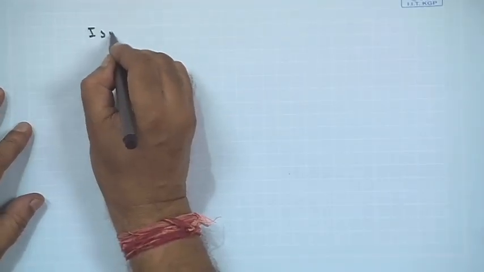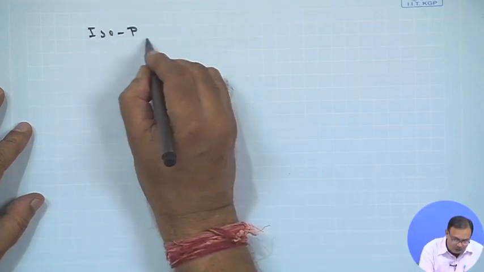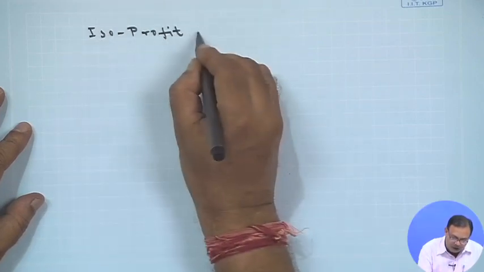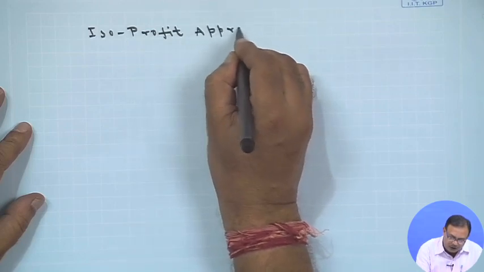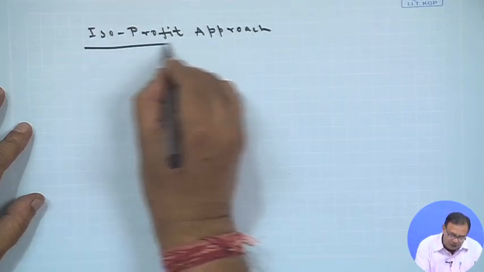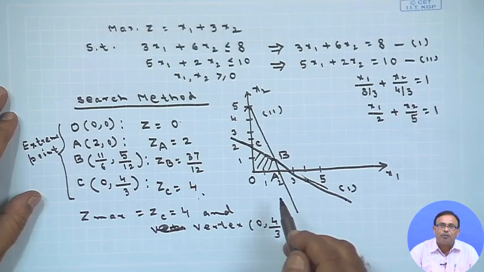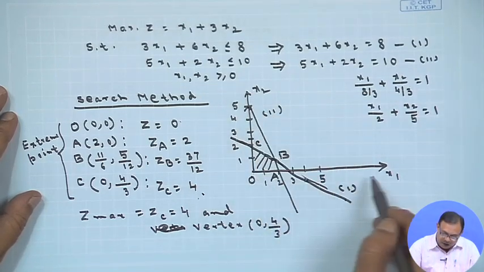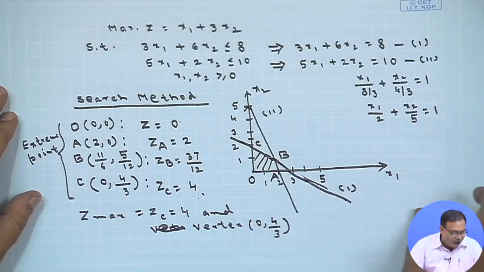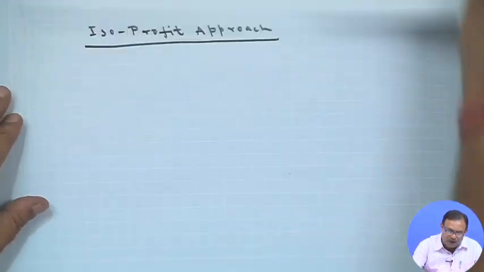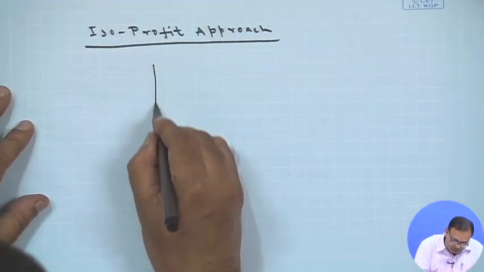Now, let us see how we can solve the same problem using the isoprofit approach. In the isoprofit approach, as I mentioned earlier, the first 2 steps are the same, that is you draw the same figure, and from the same figure you find out the extreme points. So, I am just drawing the figure once more.